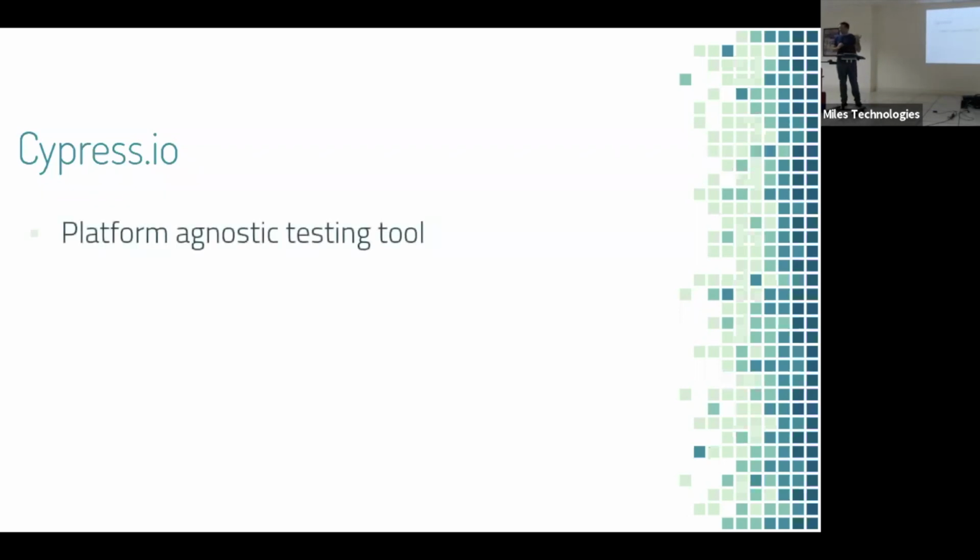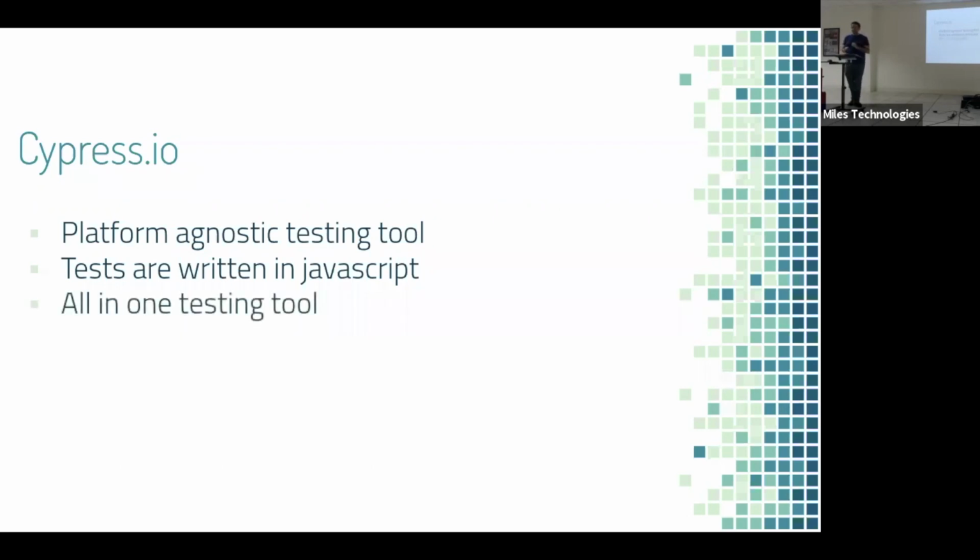And what are some of the features of Cypress? So it's platform agnostic. Like I said, you can test on any device that you want. All the tests are written in JavaScript. So I think most people here seem like they're familiar with JavaScript. But if you're not familiar with JavaScript, I wouldn't discourage you from looking into it. Again, the concepts of end-to-end testing are important.